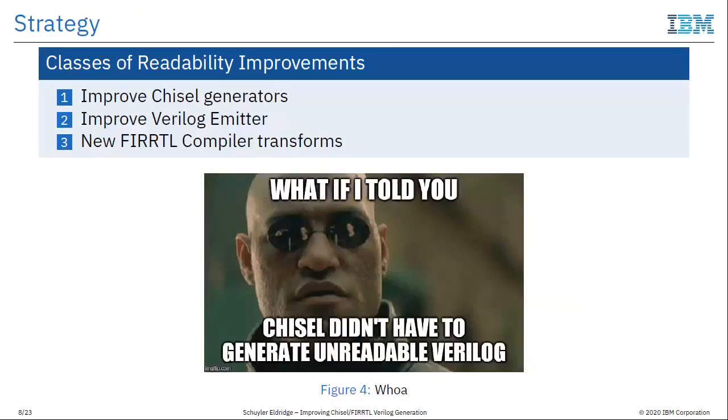Okay, so there's sort of 3 types of improvements that I'm going to go over. One is the Chisel generators should be better. Things in the Chisel standard library should and can be better. The Verilog emitter itself can also be better. And then finally, there are new FIRRTL compiler transforms, which can actually get the FIRRTL in a better shape for the Verilog emitter to spit it out.